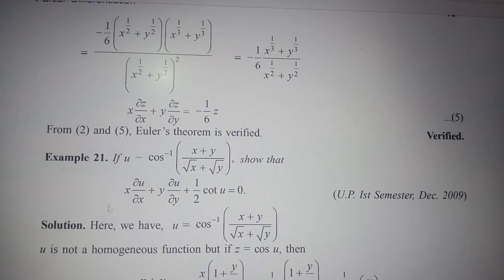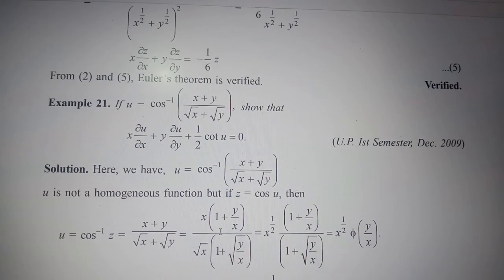Okay, next question, in which u is equal to cos inverse of x plus y divided by root x plus root y, we should show that this equation holds. For that we consider a homogeneous function, but u is not a homogeneous function. We know that the degrees are different, so we consider z is equal to cos u and u is equal to cos inverse z.